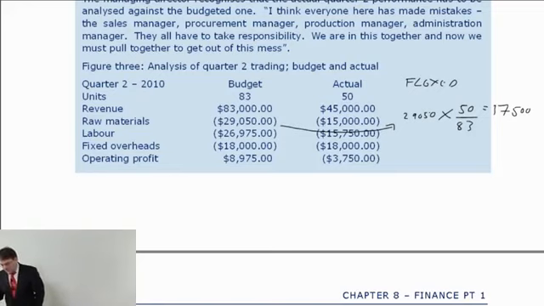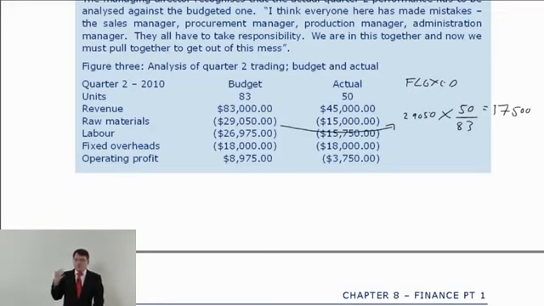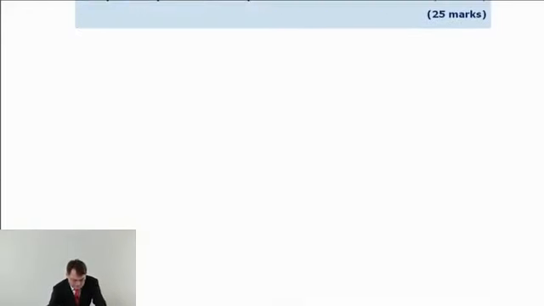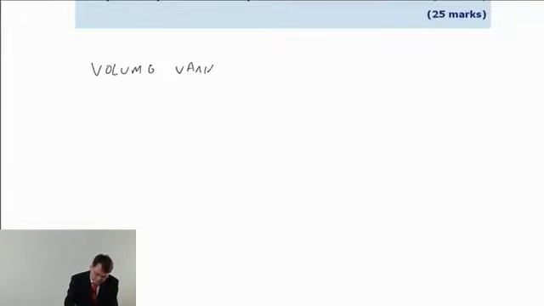Now you can compare the flexed budget with the actual, and you get 2,500. It's still favourable. We've still spent less than we thought we were going to, but it's not as favourable as it looks. So the raw materials one is a favourable variance. So is the labour. Fixed overheads obviously is the same, but the one I want to concentrate on is the revenue. Now, first of all, we've sold fewer items than we expected to. So there is a volume variance. So we've sold 50 units instead of 83.